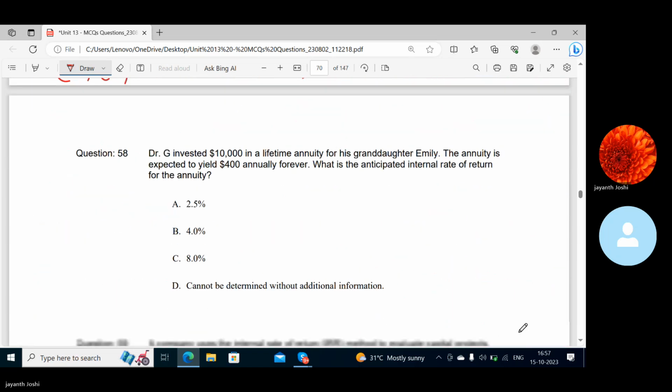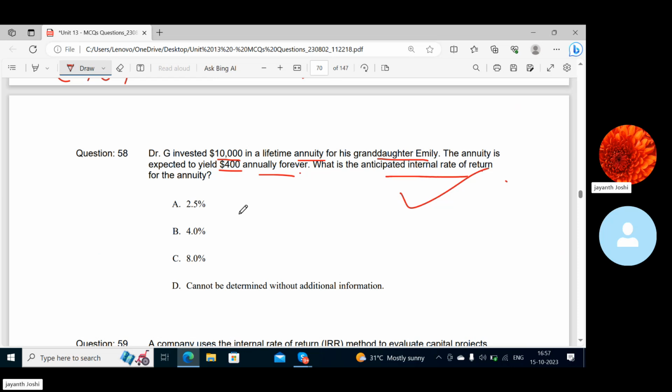Next question. You have to find out the anticipated IRR. Dr. G invested $10,000 in a lifetime annuity for his granddaughter Emily. It's like perpetuity they are saying, right? And the annuity is expected to yield $400 annually forever. What is the anticipated IRR?